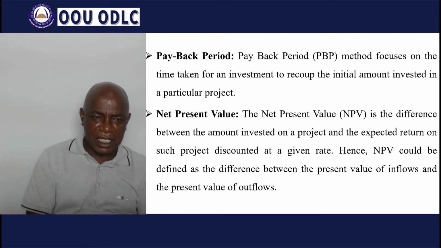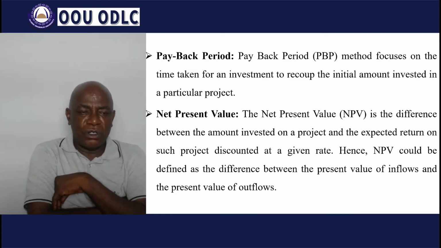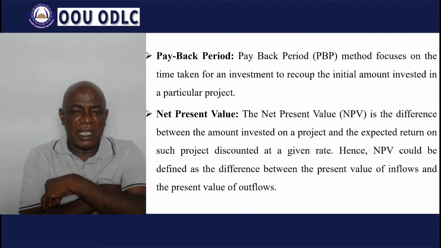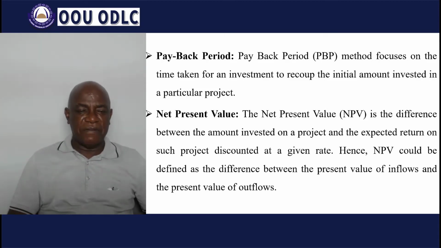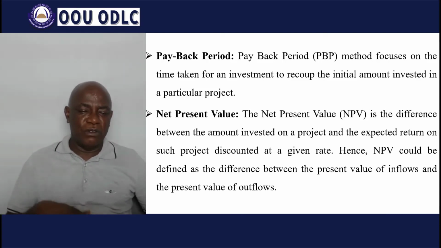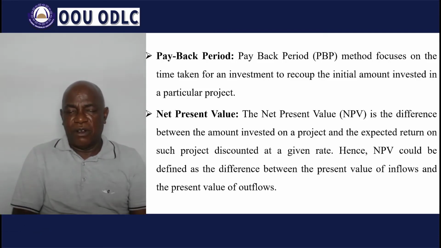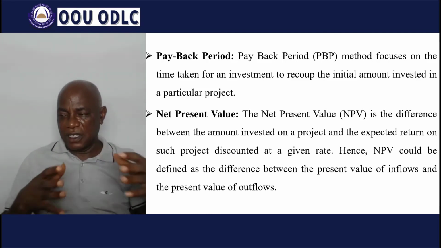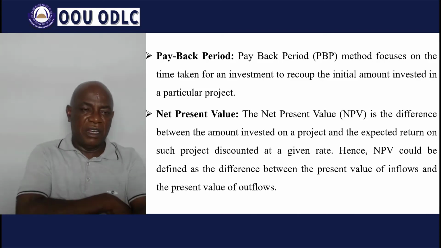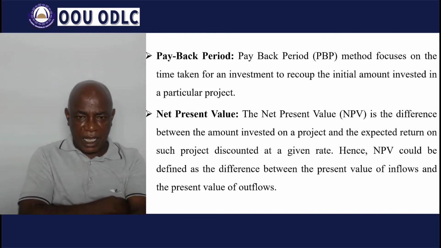Net present value is the difference between the amount invested on a project and the expected return on such projects discounted at a given rate. Hence, the net present value could be defined as the difference between the present value of inflows and the present value of outflows. In other words, you need to calculate the present value of the inflows, and you need to also calculate the present value of the outflow. Then you now find the difference. The difference is what will give you the net present value. And just like the name connotes, the answer must be in terms of value.